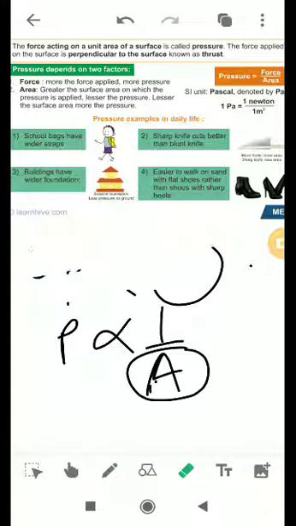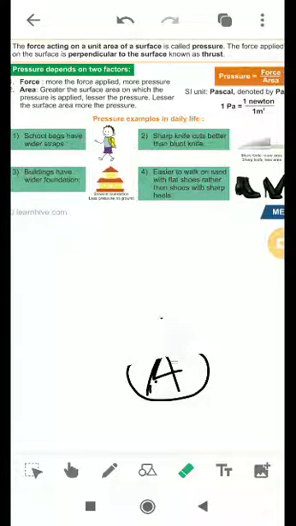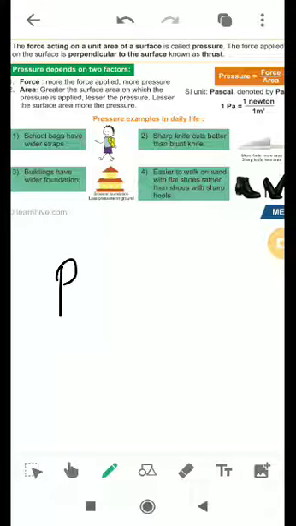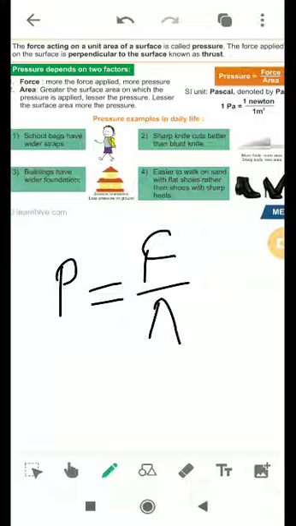So here we come to its formula. We can write it like this: pressure, denoted as P, is equal to force, denoted as F, upon area, denoted as A. Alright, the pressure is equal to force upon area.